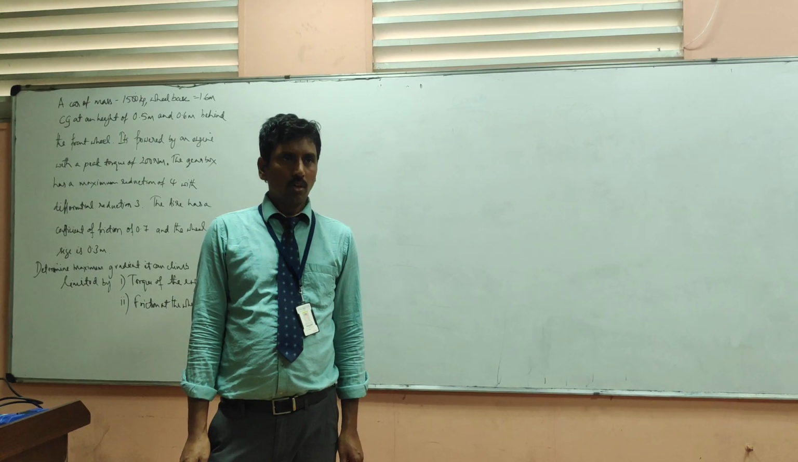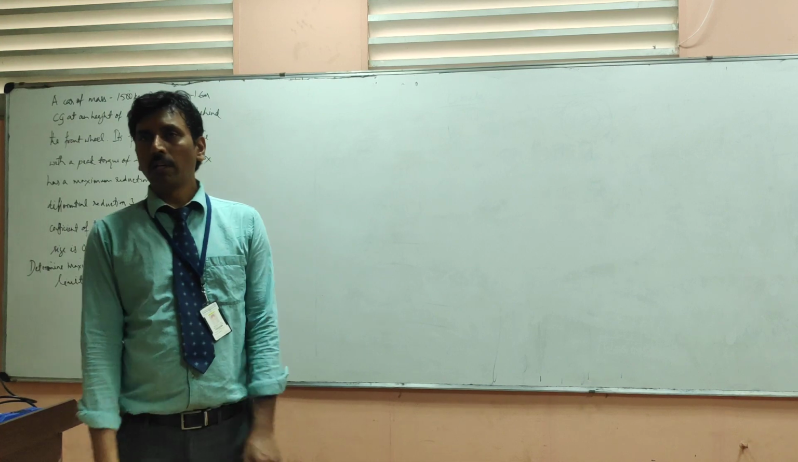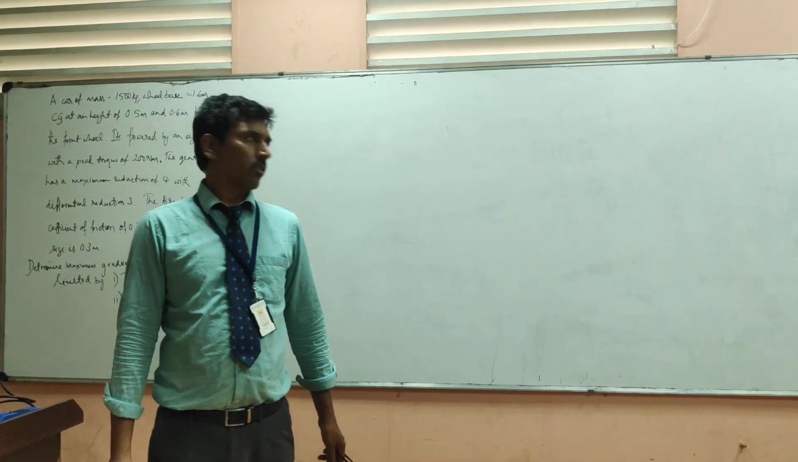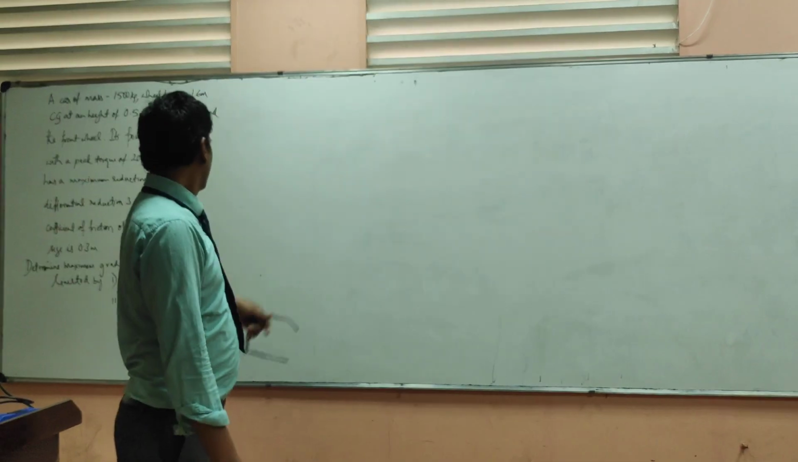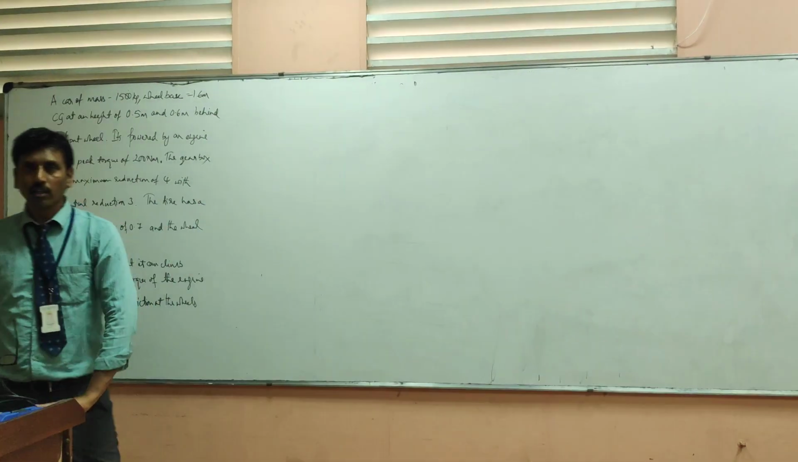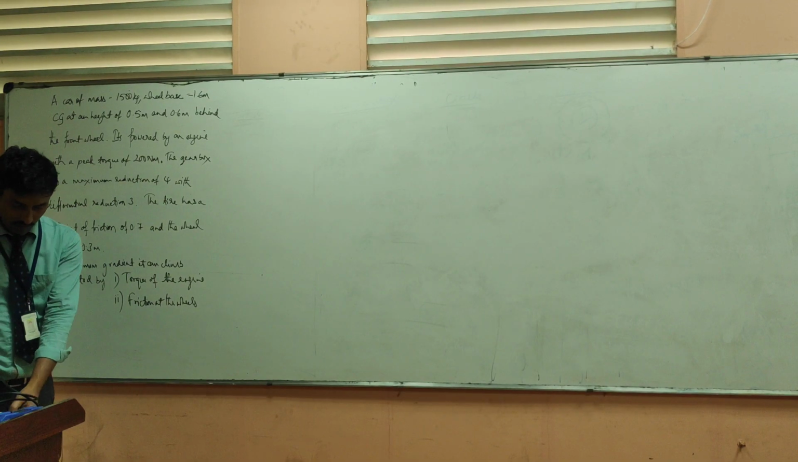on two factors. One is the maximum torque available in the engine, the other is the friction between the wheels. So we'll try to solve the problem so that will give a better idea. So here we have a car which has a mass of 1500 kgs.